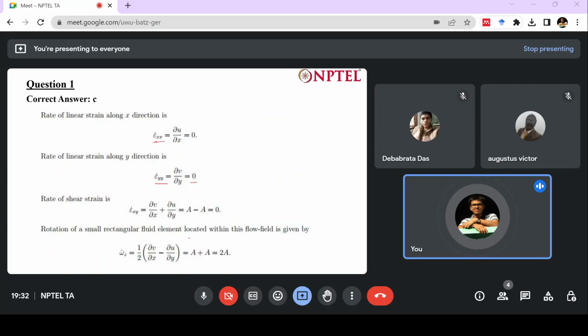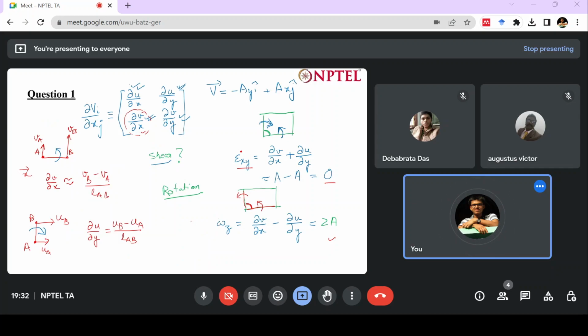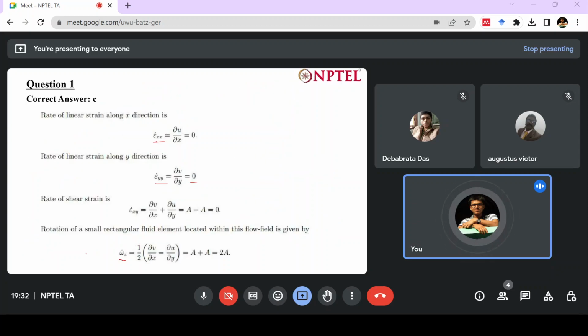And another thing, this is rotation. So this omega here is not actually this omega. What I meant here is vorticity, and what they have given here is angular velocity.